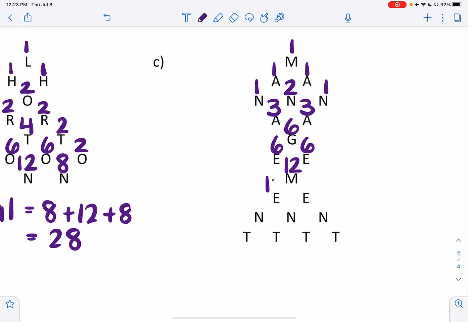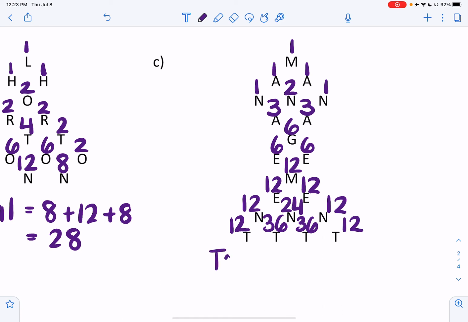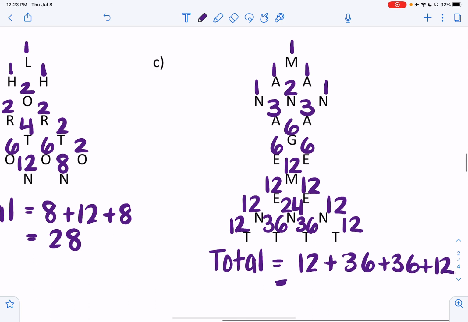Then these E's are only touching the 12. 12 plus 12 is 24, and those are only touching the 12. Then we have 12. 12 plus 24 is 36. 24 plus 12 is 36, and 12. So our total is 12 plus 36 plus 36 plus 12, which is 96 different pathways.